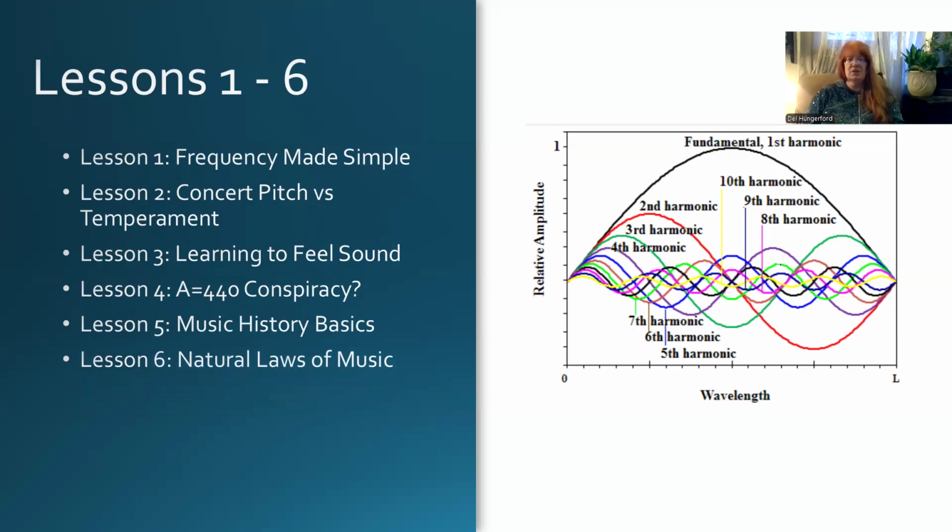Then there's the natural laws of music, which is the harmonic series. And there's a picture of the harmonic series. And interestingly enough, it looks a lot like a conch shell.